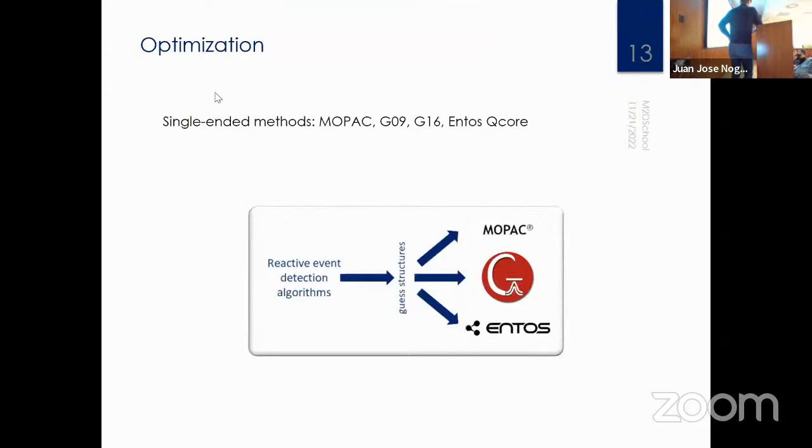These are the quantum engines which are interfaced to AutoMeKin. So we have MOPAC, Gaussian, and Entos Qcore. This one is free for academia, and is for semi-empirical calculations and DFT as well. This is Gaussian, everybody knows. It's DFT and other types of high-level calculations, and MOPAC for semi-empirical calculations. We need these programs because we need single-ended methods, so we need to use the eigenvector following algorithm for the optimization of the structures. And this is not in Mathematica.